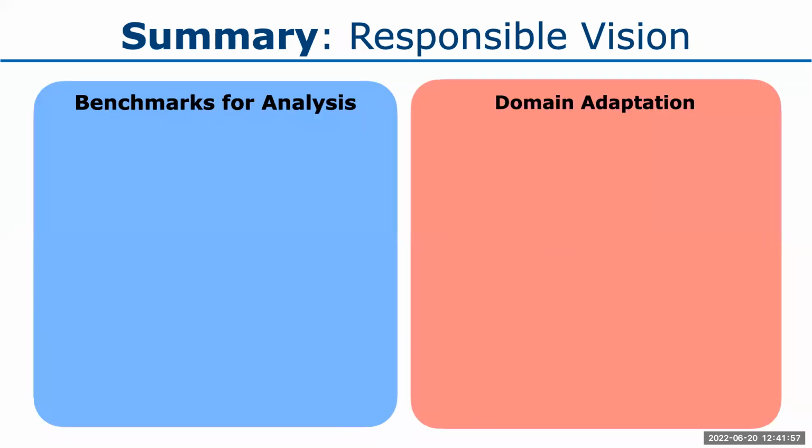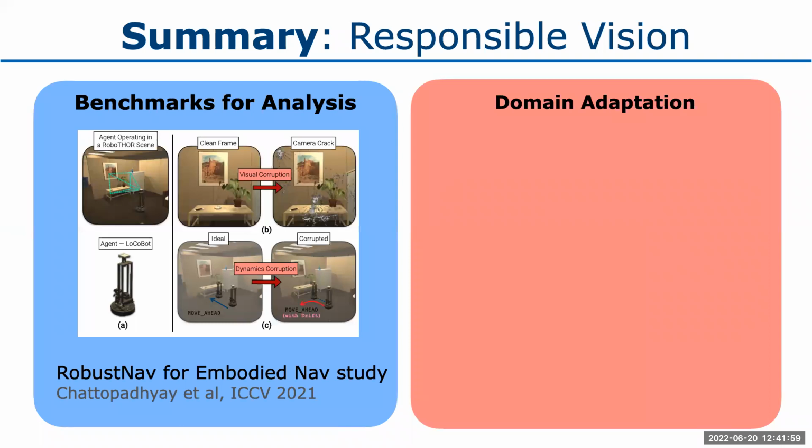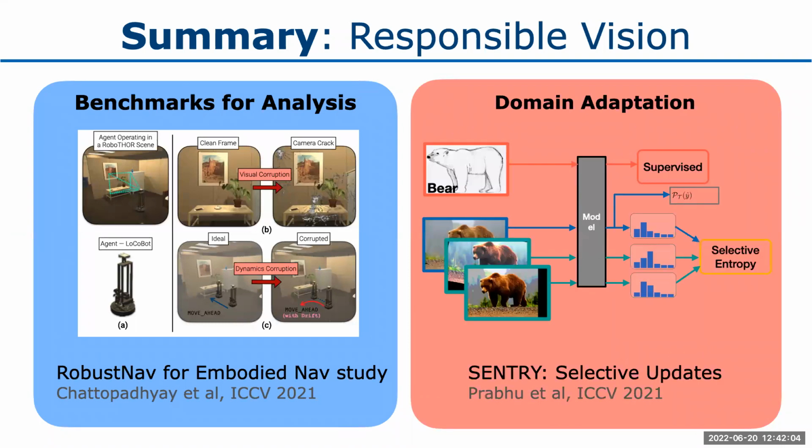So the two works that we highlighted here today, if you're interested to look them up, were a benchmark for robustness in embodied navigation, as well as an algorithm for adaptation, especially for adaptation in long-tailed or unlabeled distribution shifts.